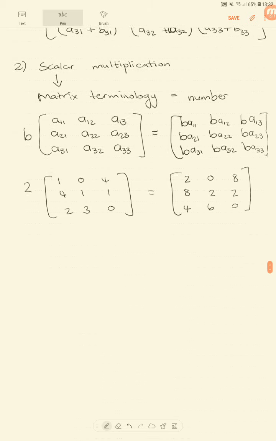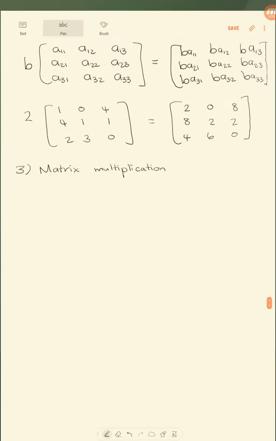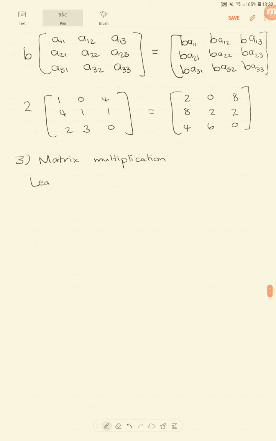Finally, or thirdly, we have matrix multiplication, in which we have a lead matrix, which is the first matrix, and we have a lag matrix, which is the second matrix.